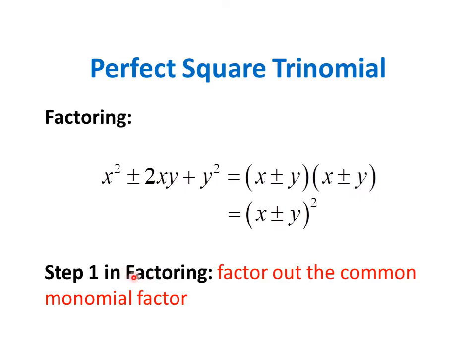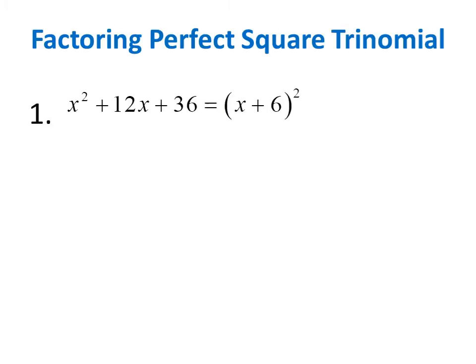Before we try any problem, let's remember the first step in factoring any given expression, and that is to factor out the common monomial factor. In the first example, let's say we have to factor x squared plus 12x plus 36.